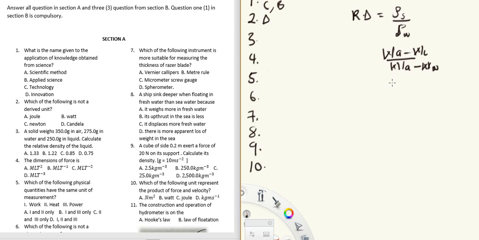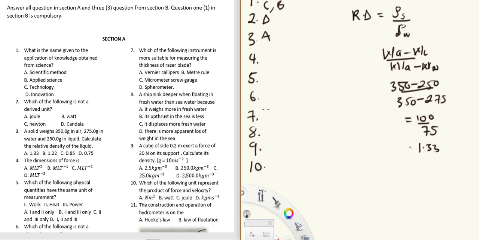With our information, you have 350 minus 250 according to the information we are given, and then 350 minus 275. This will give us 100 over 75, and the answer will be 1.33. So definitely number three, sorry, is A.